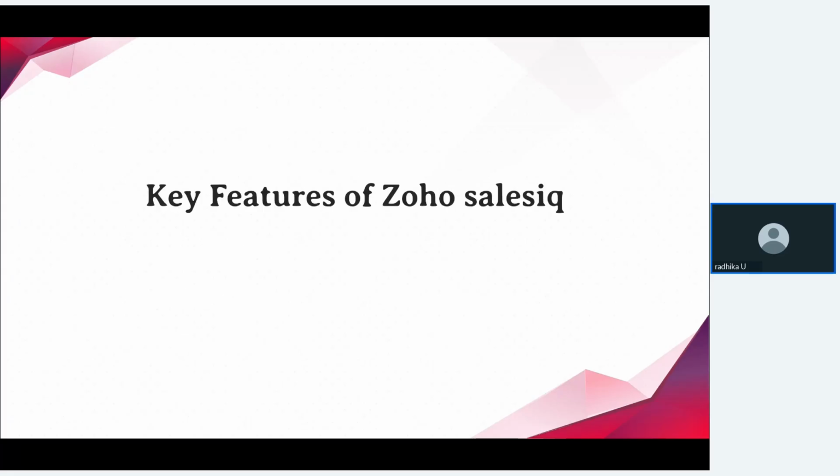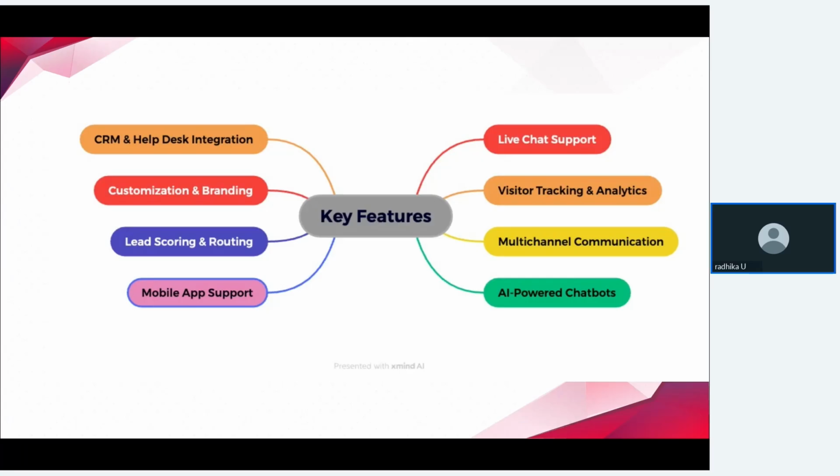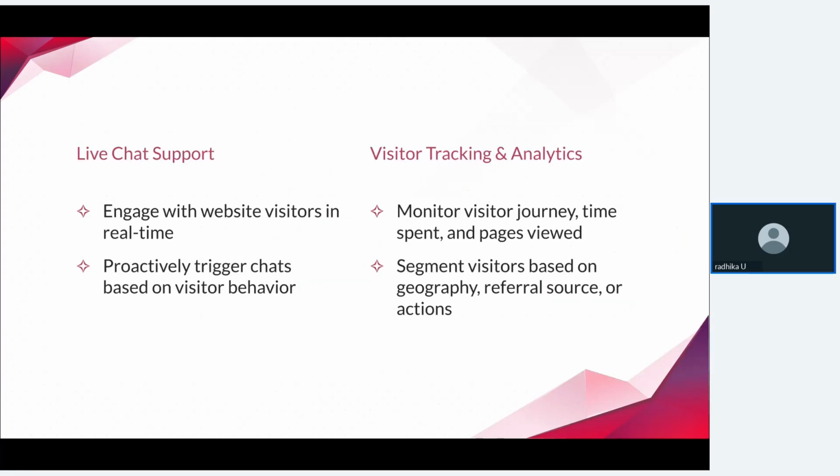Now we are going to see the key features in Zoho SalesIQ: live chat support, visitor tracking and analytics, multi-channel communication, AI-powered chatbots, integration with third-party apps like Zoho CRM or help desk, customization and branding, lead scoring and routing, and mobile app support. These are all the major key features in Zoho SalesIQ. We'll go through them one by one. The first one is live chat support.